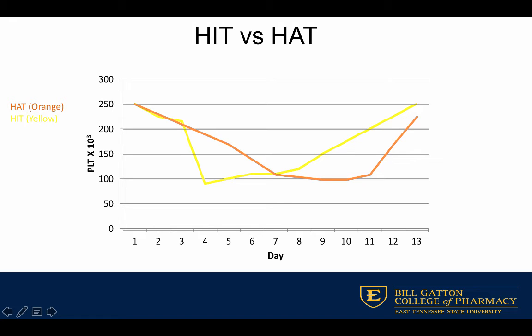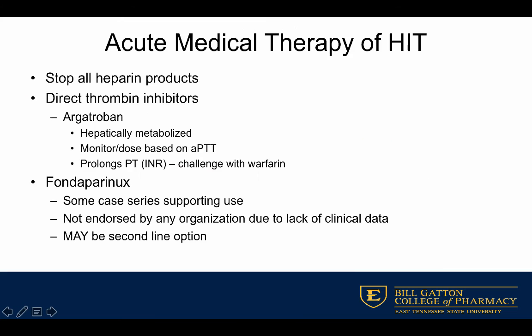So these are the two overlaid together, heparin-induced and heparin-associated thrombocytopenia. Again, notice here in the yellow line that what you see with HIT is a sharp decline quickly, whereas with heparin-associated thrombocytopenia, you'll see a slow, steady decline over time. So for those patients that do have heparin-induced thrombocytopenia, acutely, the primary treatment is to stop all heparin products.